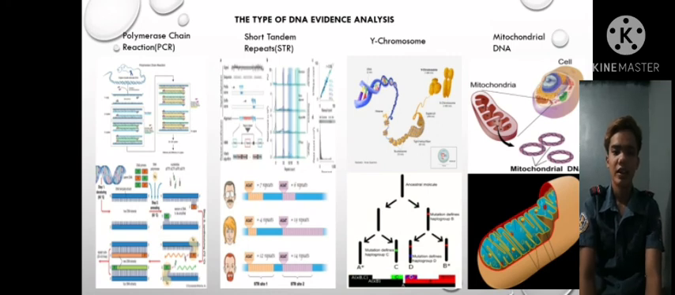And last, mitochondrial DNA is the DNA located in mitochondria, cellular organelles within eukaryotic cells that convert chemical energy from food into a form that cells can use, adenosine triphosphate.